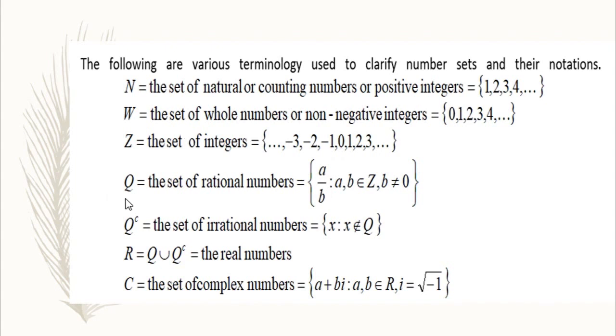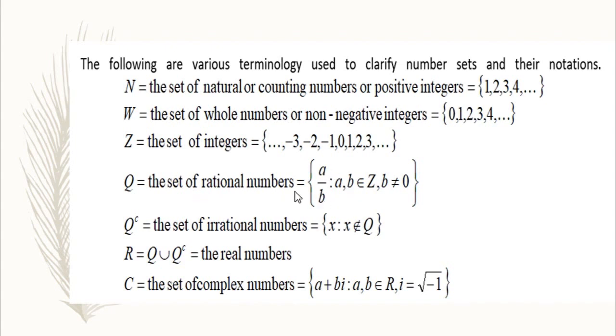Next, we have the capital letter Q. This is the set of rational numbers. Ang atong rational numbers, we have this A over B such that A and B are elements of the integers, but B is not equal to 0. So, ang rational numbers na to, mao to atong mga fractions. Ang atong fractions nga element ang A ug B sa integers, pero dili dapat 0 ang denominator. Since kung 0 ang denominator, undefined na siya.